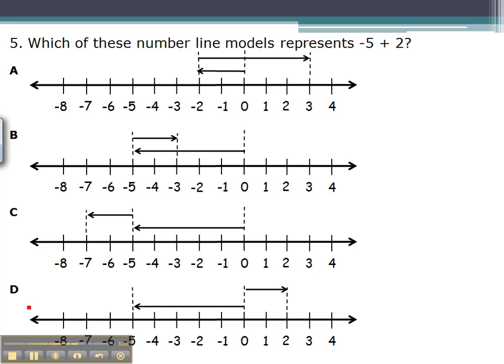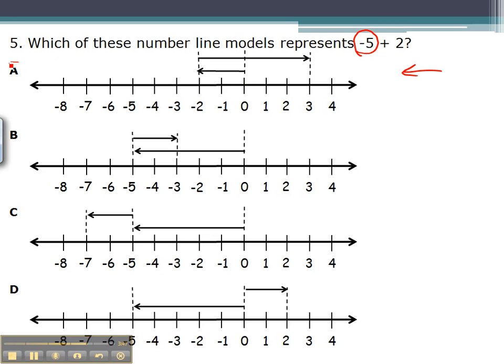Problem 5. Which of these number line models represents negative 5 plus 2? Now when we're modeling integer addition on a number line, remember the first integer is the boss. The boss starts at 0. So I'm looking first for a model that starts at 0 and goes 5 to the left, because remember, negative is to the left on a number line, so I'm looking for an arrow going to the left 5 spaces from 0.